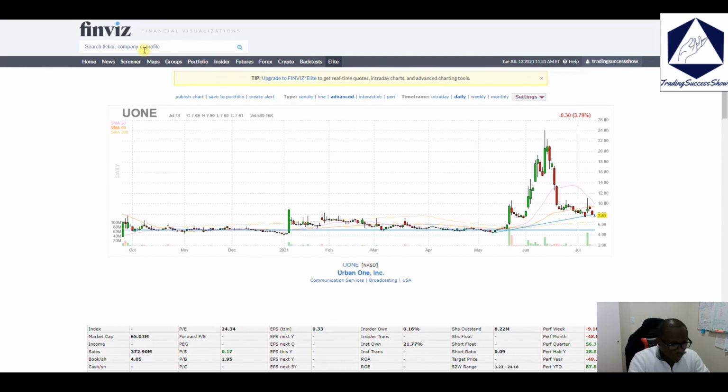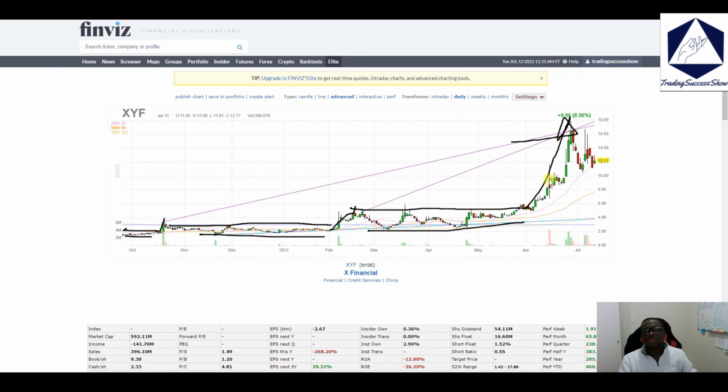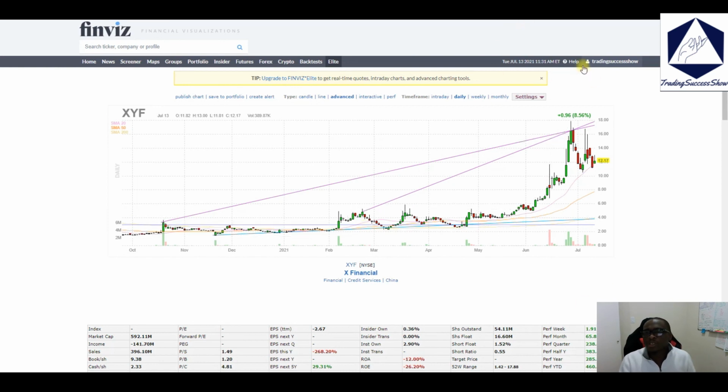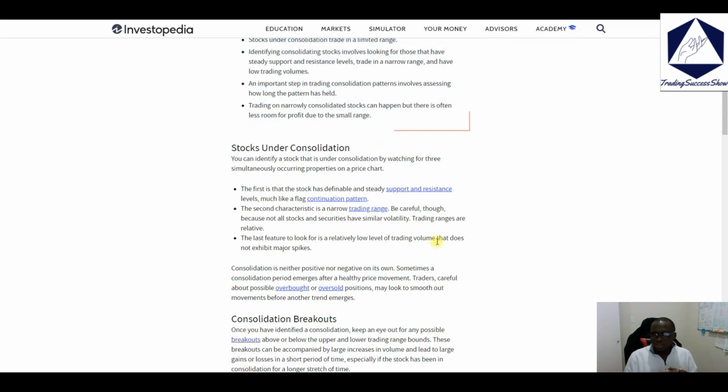Now let's take a look at one more. SYF. This one is another one as well, guys. Look at how we consolidated and then push, consolidated around this area, push. Now we consolidated around this area, and guess what? This movement right here. So consolidation is very, very important in trying to identify how a stock is supporting or resisting. Okay, so we have a support and resistance that you need to really consider.